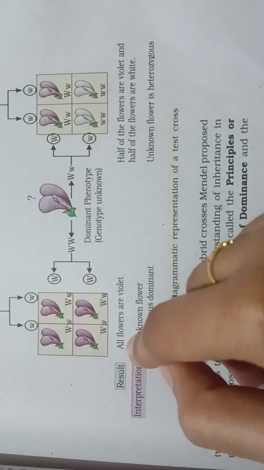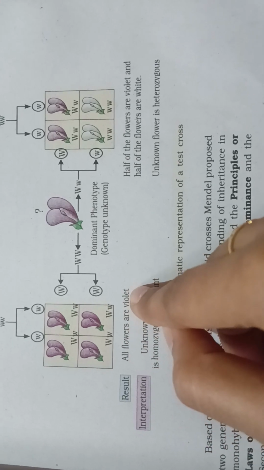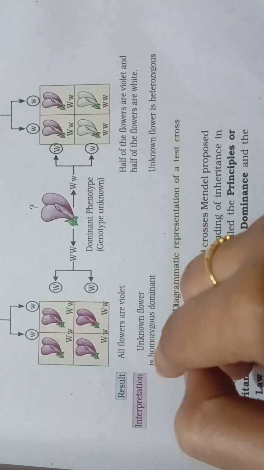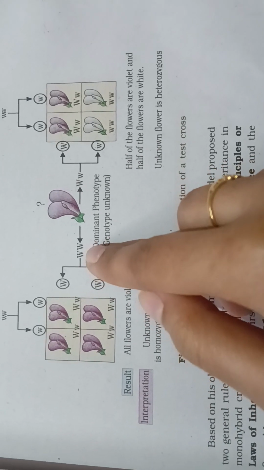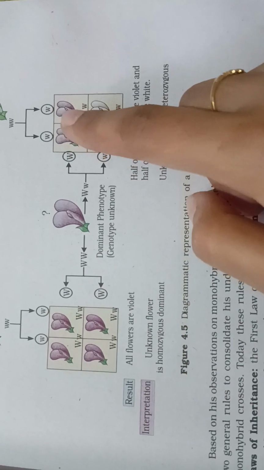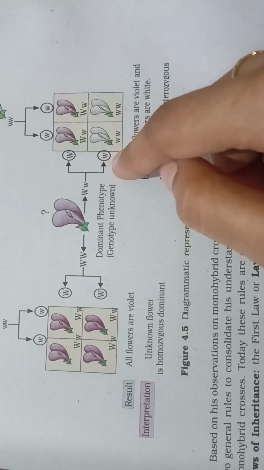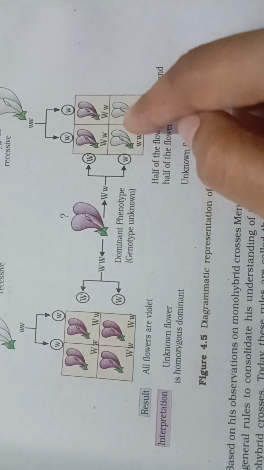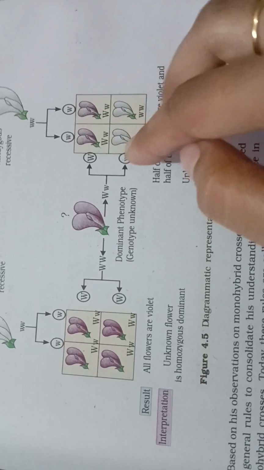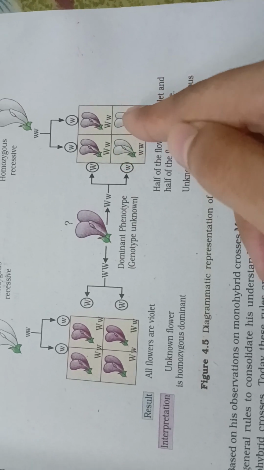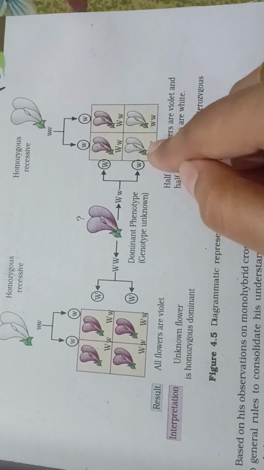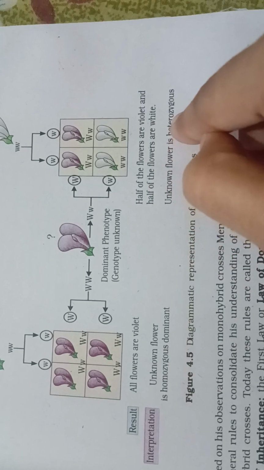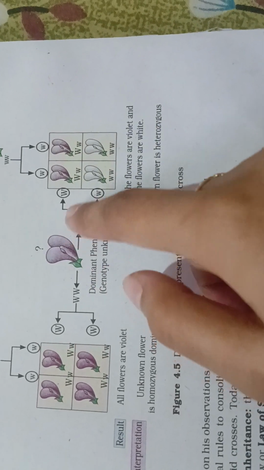So here the result we are getting is that all the flowers are violet. So since all the flowers are violet, we know that it was homozygous dominant. This is homozygous dominant. If even one recessive shows up here, it means this is heterozygous dominant. So at least one. Here it is showing 2 because after crossing over the result is this. So one recessive trait is going to appear in this. So that is why we are able to understand that this one is a heterozygous violet.